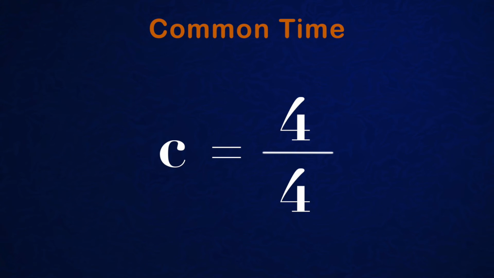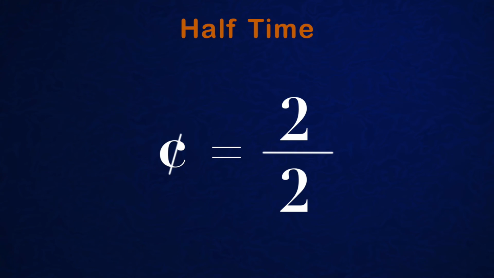Otherwise, you'll also see a C. So a C will be used then to denote the time signature. And if it's a C that is slashed in half, that simply means it's common time halved. So we're talking about a half time signature here, so 2/2.